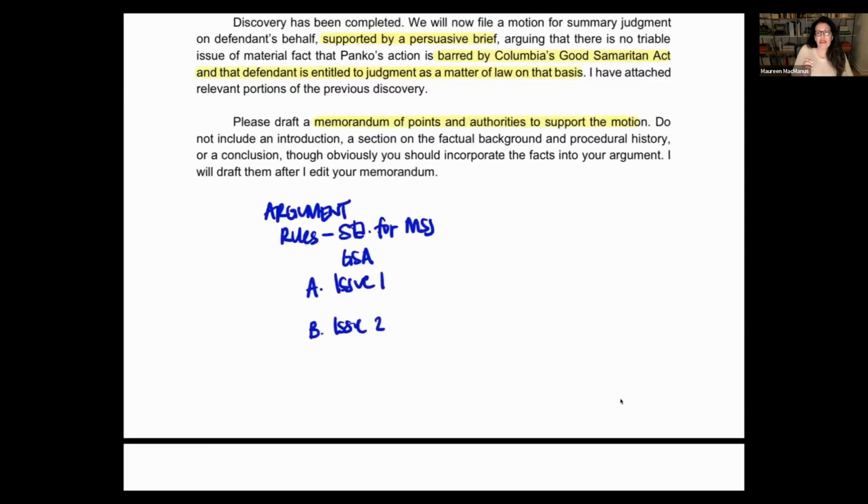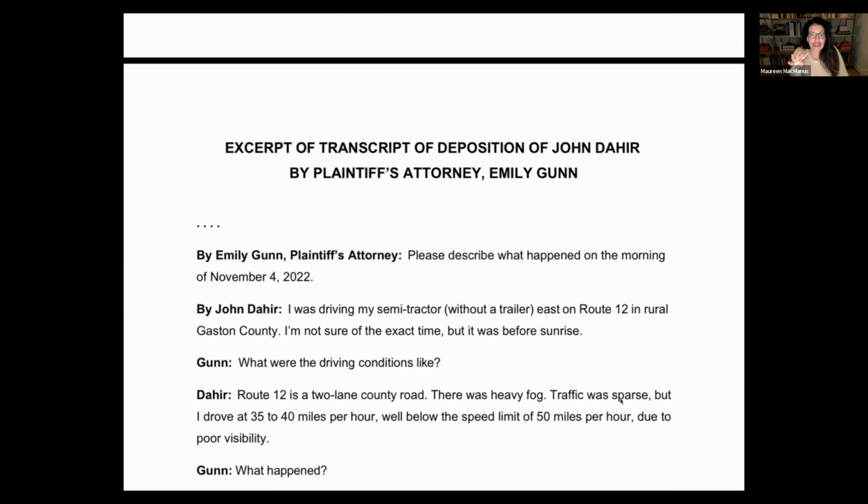So somebody asked that they've seen on a PT where there was an MSJ, they noticed that they simply concluded for the last issue that the defendant's entitled to judgment as a matter of law. What you should be doing here is arguing that for each issue, there's no triable issue of material fact such that you're entitled to judgment as a matter of law on each issue. So we're going to see this in here.